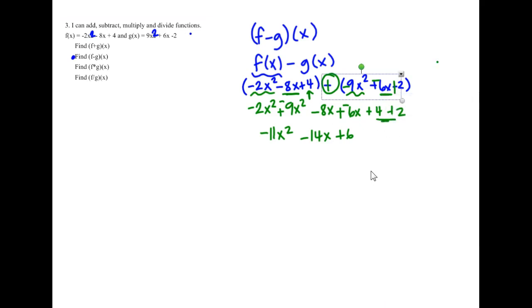All right, so lots of different ways to look at this, but this would be my new function, and we can call it h of x if you would like to. And there's my new function. All right, so the last one. Number 4, I can state the domain and range of any function using interval notation or inequality notation.